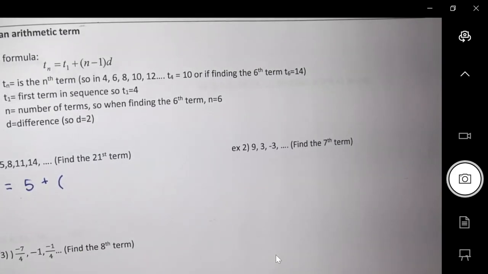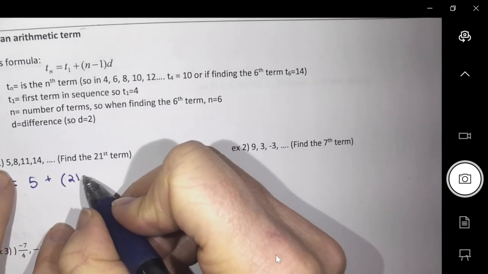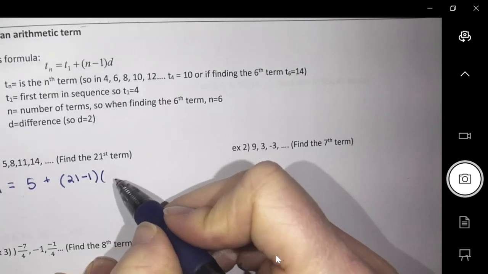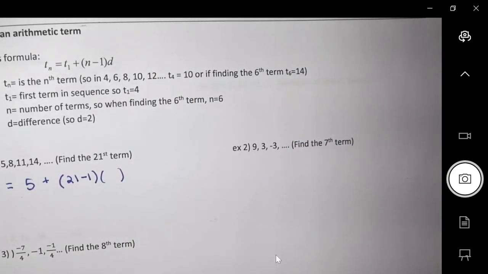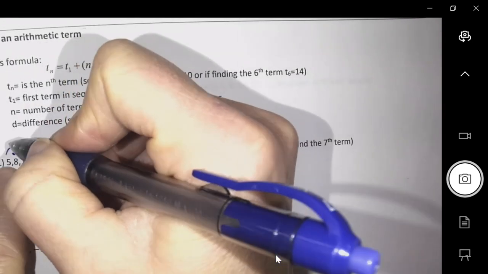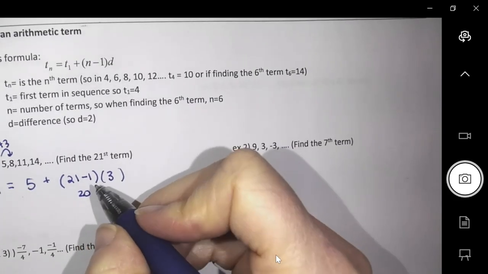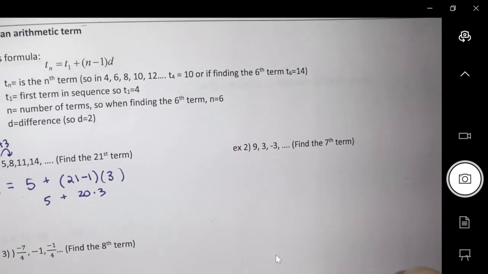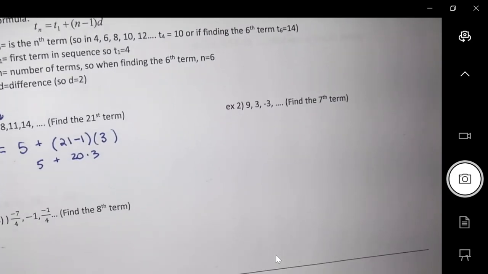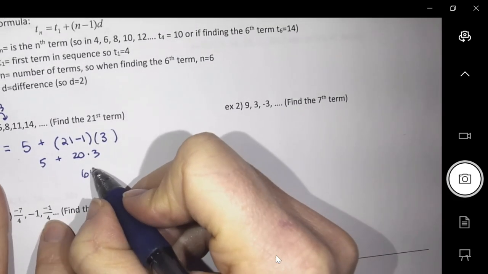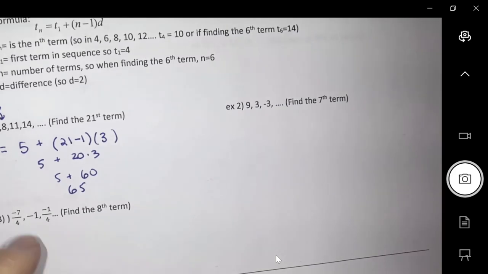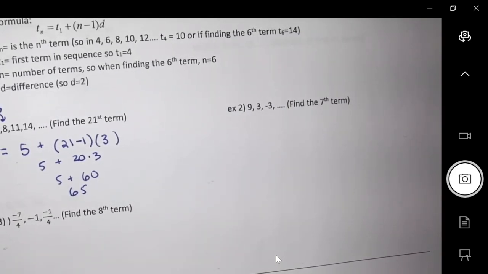So how many terms am I trying to get to? 21 minus 1 times the D, which is the difference, which is the adder. So how much is the adder? I'm doing a plus 3. Okay, BEDMAS. Please do your BEDMAS here. What do you do first? Brackets. Then brackets, and then what's after brackets? Times, add. So if I kept going, when I got to the 21st position, that term is 65.